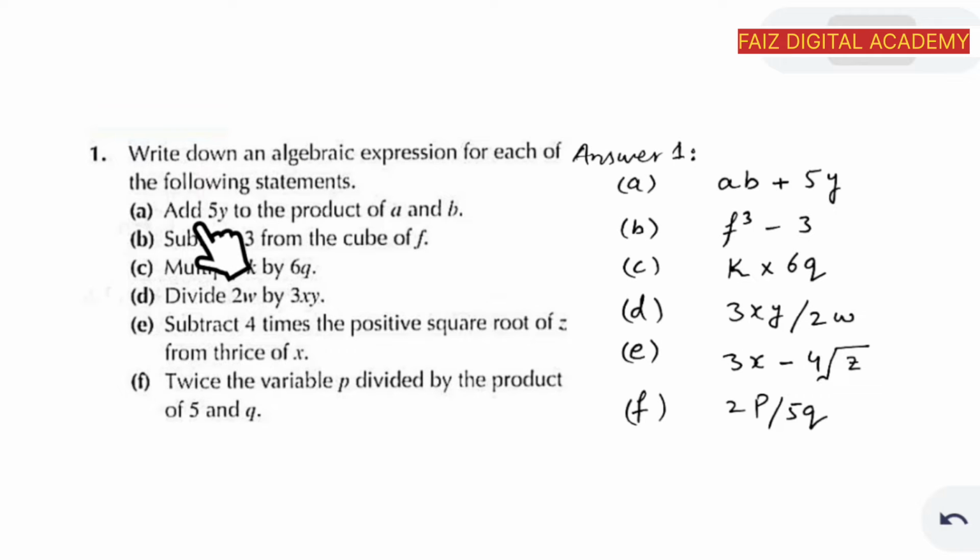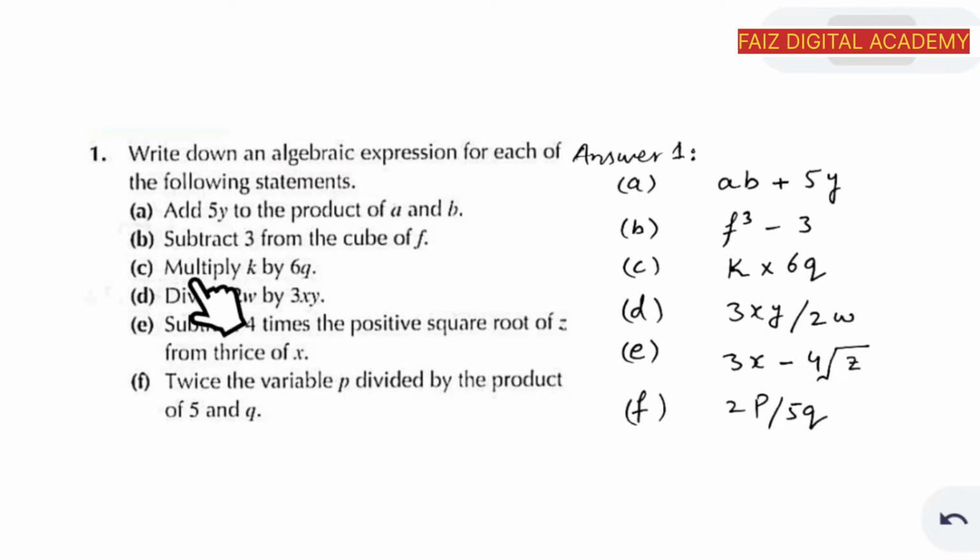Now in question number 1, we have to write down an algebraic expression for each of the following statements. The first statement says add 5 to the product of a b. So first we have to find the product of a b, that will be a into b, ab, and then we have to add 5y. So ab plus 5y. Second, subtract 3 from cube of the f. So first we write the cube of the f and then subtract 3 from it.